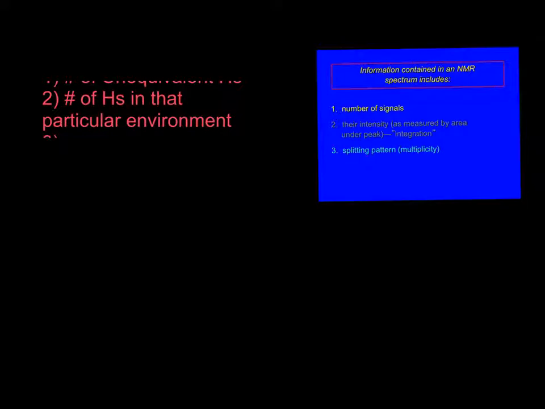And then the third thing, the splitting pattern, helps you with the connectivity. So far, we don't know how they're connected. We may have 6 hydrogens in this one environment, 2 in this other, but we don't know how they're connected. And so the multiplicity gives you an idea of the connectivity, in particular something called the J+1 rule. Some books call it the N+1, but I'll explain what that is in a little bit.